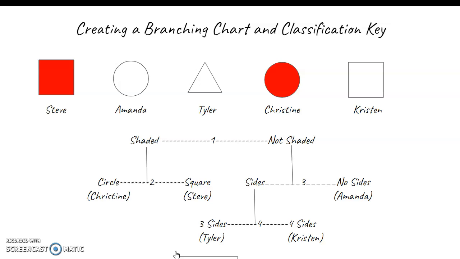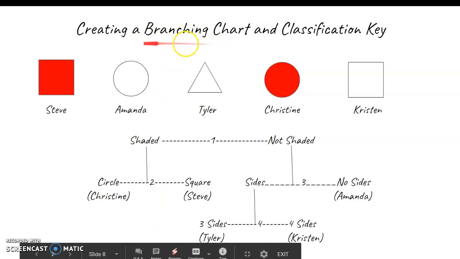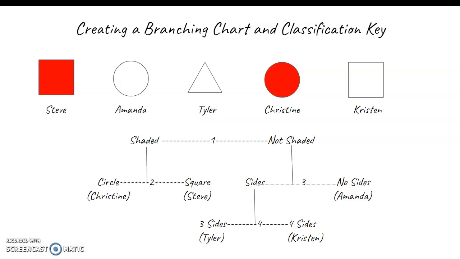So we're going to first start off with these characteristics of our 5 shapes, and we are going to create what is called a branching chart. And that branching chart is what you see down here below. The idea of the branching chart is that you use the characteristics of each individual in the group to separate them into smaller groups. And when we do so, we're going to do so by separating them always into 2 groups. This branching chart is referred to as being dichotomous. Dichotomous means to always break down into 2 groups.